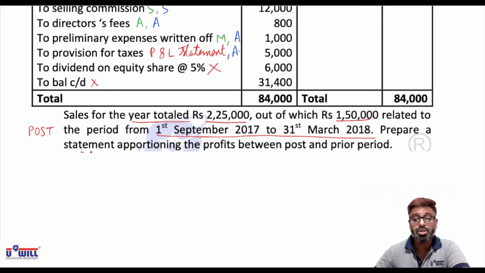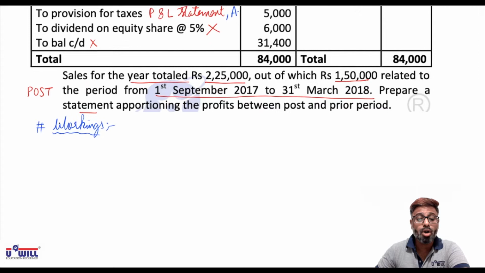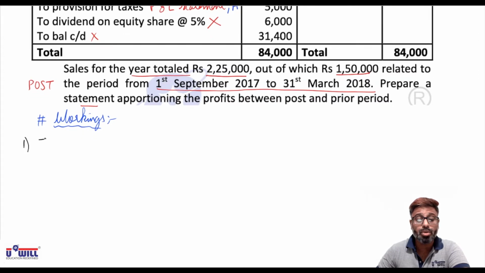Prepare a statement apportioning the profit between post and prior period. So 3 workings we will have to make in the beginning. First working, all of you write down: time ratio. And ideally you can try the workings today on your own, and then play the video and verify whether you got it correct or not.